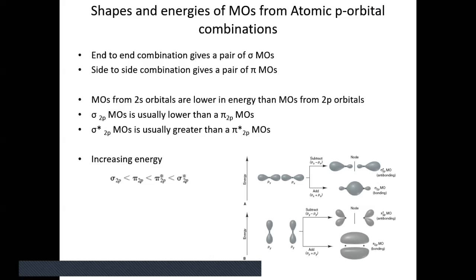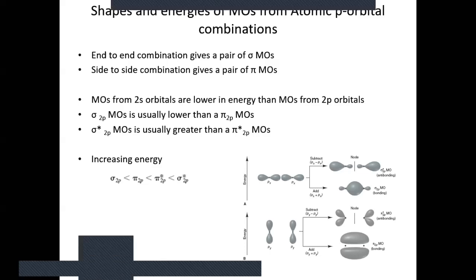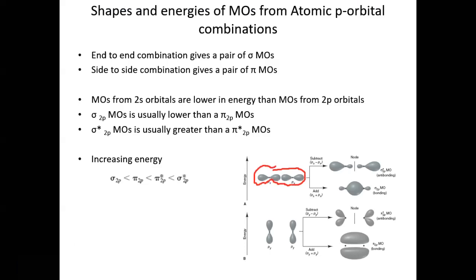So what you need to remember is that the molecular orbitals from the 2s orbitals are lower in energy than the 2p orbitals. So we don't see them right now. That's below the molecular orbitals for 2p. And so sigma 2p molecular orbitals are usually lower than pi 2p molecular orbitals. So again, sigma 2p is when you have an end-to-end overlap of atomic orbitals. So this right here is an end-to-end overlap of atomic orbitals to produce a sigma 2p molecular orbital.